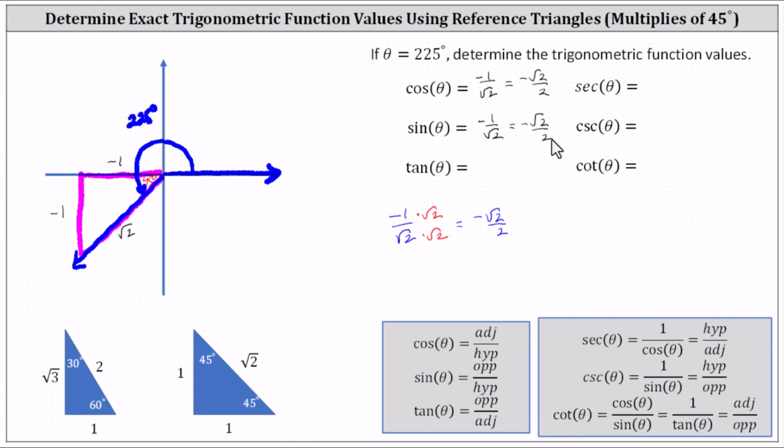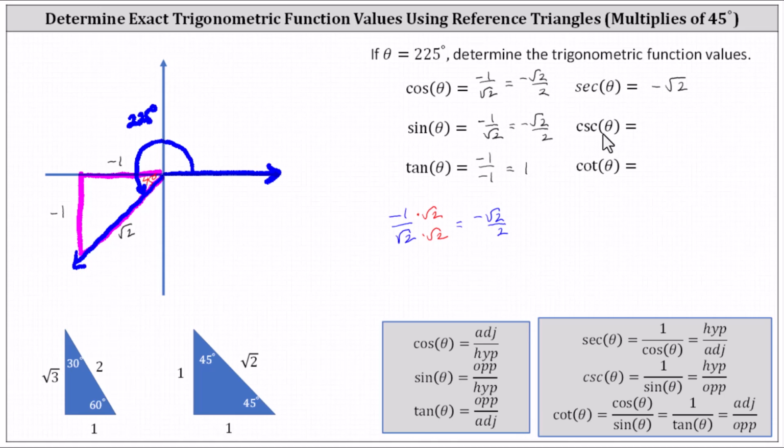Tangent 225 degrees equals the ratio of the opposite side to the adjacent side, which is -1 divided by -1, which equals +1. Next, the secant function value equals the reciprocal of the cosine function value. Notice the reciprocal of -1 divided by square root 2 is square root 2 divided by -1, or negative square root 2. Or if we use the reference triangle, secant 225 degrees equals the ratio of the hypotenuse to the adjacent side, which also gives us square root 2 divided by -1, which is negative square root 2.